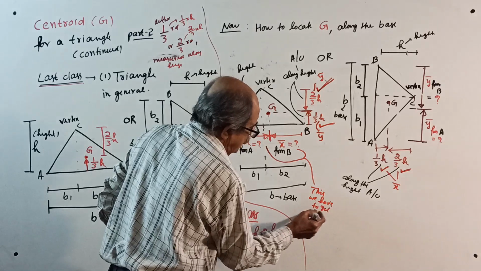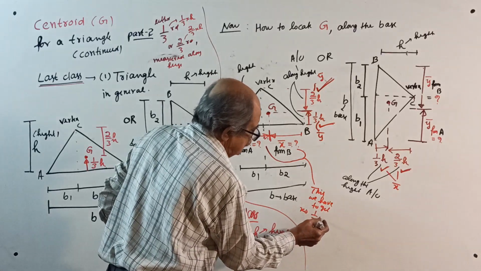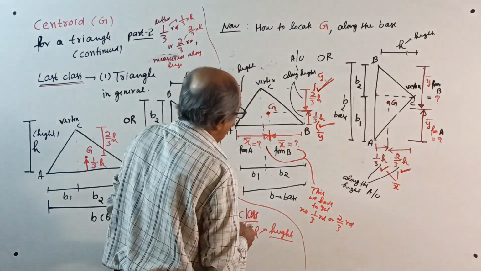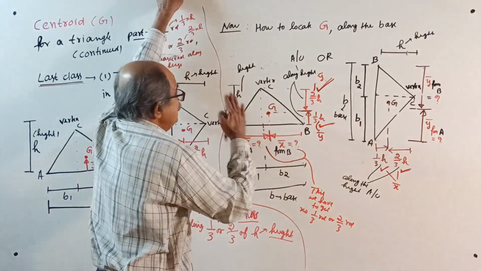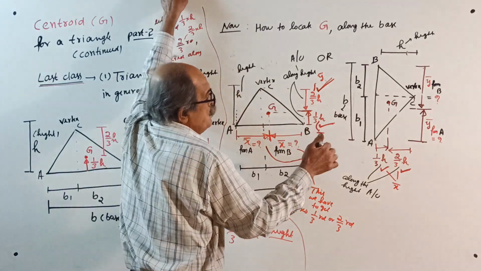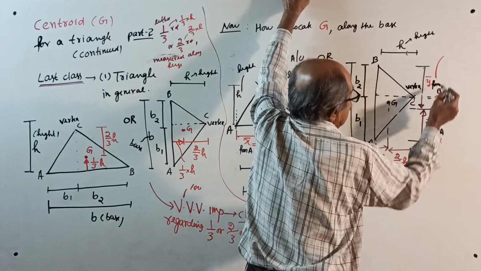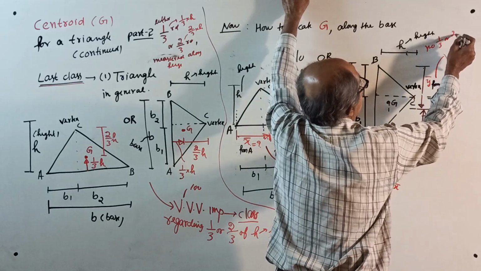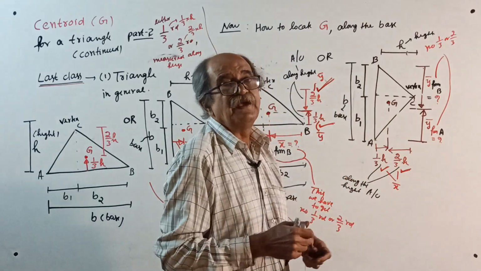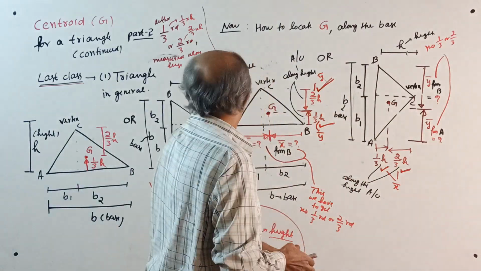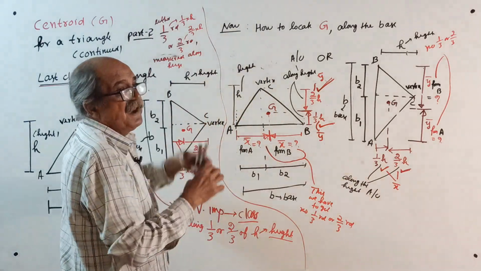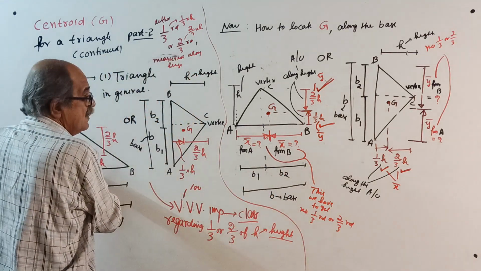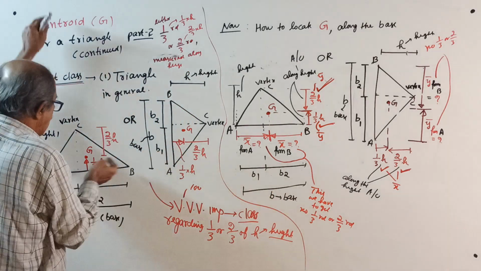For this, remember, no 1/3 or 2/3, because this is not a height. There is no base here. This is not height. Same way here, these two are no 1/3 or 2/3. I told you, a separate formula is there, I will get that one. So now I will locate CG for a triangle in general, measured along the base. I can go for any one sketch. I will use this one.